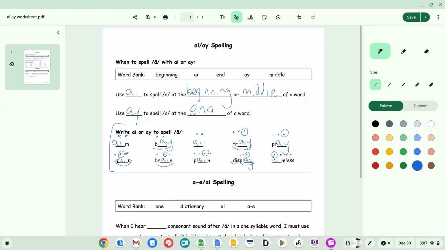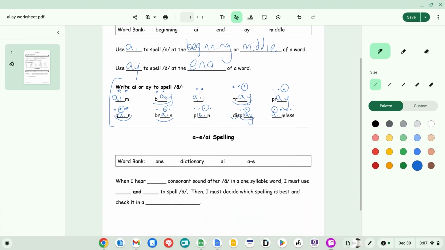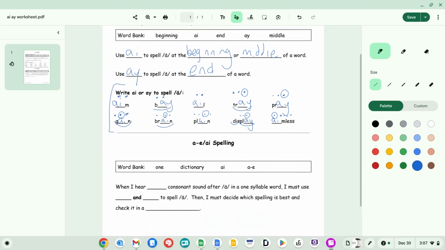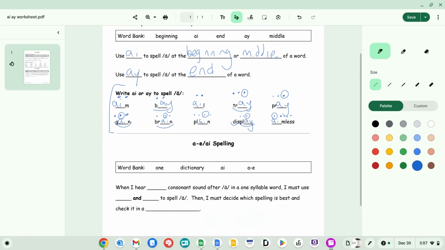So this is how you want your students to start to differentiate if it's an A-I or an A-Y spelling pattern. And you really just want to keep bringing their attention back to, where do I hear that sound A? Is it in the beginning or middle of the word? Use A-I. And if it's at the end, we use the spelling pattern of A-Y, which are both the talker vowel teams.